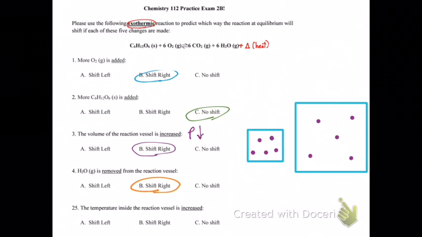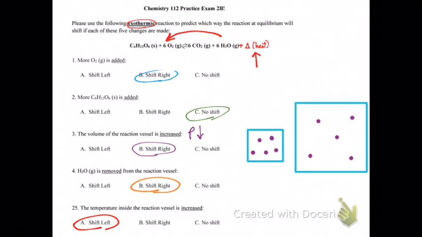Then finally, we're dealing with temperature. What happens if the temperature is increased? Now, a simplification of thermodynamics here, but it's one that works really well. So because this is exothermic, we said that heat we can treat like a product. And so we're going to do this the exact same way we would treat any other product. If we increase the heat, that means the reaction is going to shift to the left to compensate. So finally, we have shift left here.